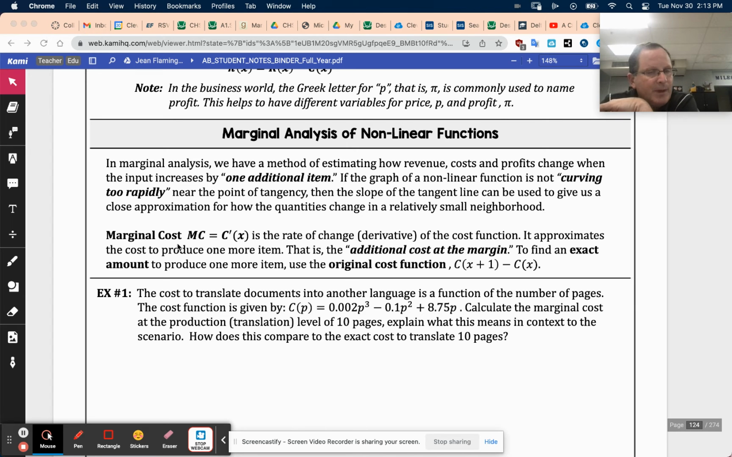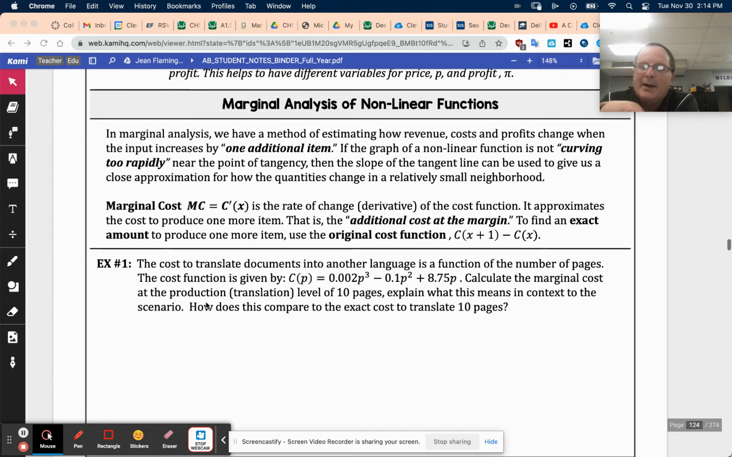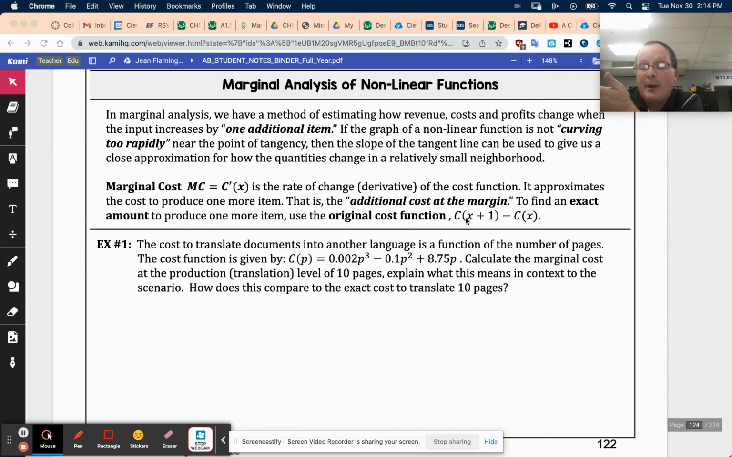Okay, so the marginal cost is just going to be the derivative, all right, at that moment. It approximates the cost of producing one more item. That's the slope of the tangent line. We've been doing that. But so the additional cost at the margin. All right, to find the exact amount to produce one more item, you just add one more item. All right, so we're going to do both of those.